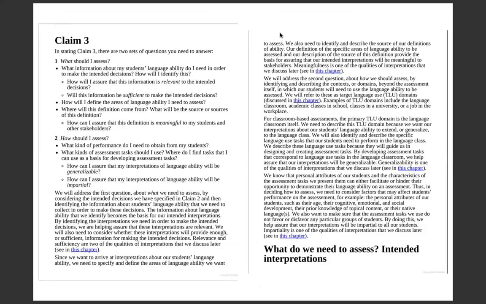Claim 3. So in stating claim 3, there are two sets of questions you need to answer. Now, this is the document, the part that we are reading now.